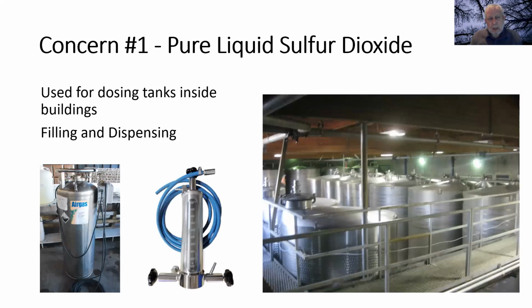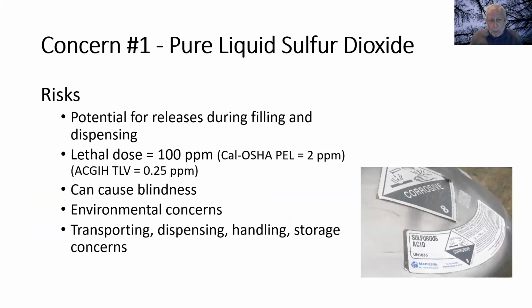They have 2 concerns. Concern number 1 was pure liquid sulfur dioxide. It's used for dosing tanks inside the buildings, and they do a lot of filling and dispensing. The risks are potential for release during filling and dispensing. Lethal dose is 100 parts per million, and that's pretty low. Cal OSHA, so this must be a winery in California, which makes sense too. The PEL, permissible exposure limit, is 2 parts per million. That's pretty small. It can cause blindness, environmental concerns, and there are transporting, dispensing, handling, and storage concerns.